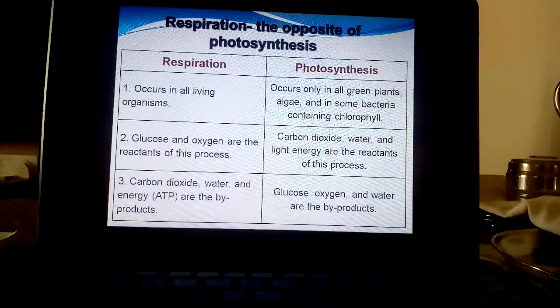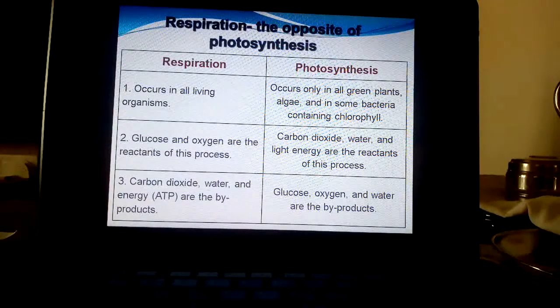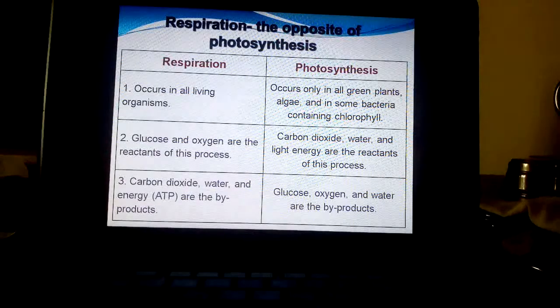Respiration, one side. Photosynthesis, one side. Respiration occurs in all living organisms. Photosynthesis occurs only in green plants, algae, and some bacteria which contain chlorophyll. Glucose and oxygen are the reactants of respiration, whereas carbon dioxide, water, and light energy are the reactants of photosynthesis. So, what are the reactants of photosynthesis? Carbon dioxide, water, and light energy. Isn't it? So, whatever are the reactants of photosynthesis are the end products of respiration. Whatever are the reactants of respiration are the end products of photosynthesis.